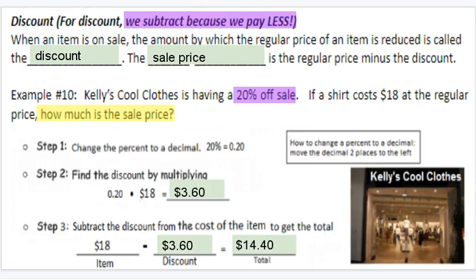Okay? So just like earlier, this $3.60 is how much money we save. The $14.40 is how much we pay. Okay? So the $14.40, that's our total. That's how much we pay. The $3.60 from step number 2 is how much money we save. That's the amount of the discount. Let's go look at 2 more examples.